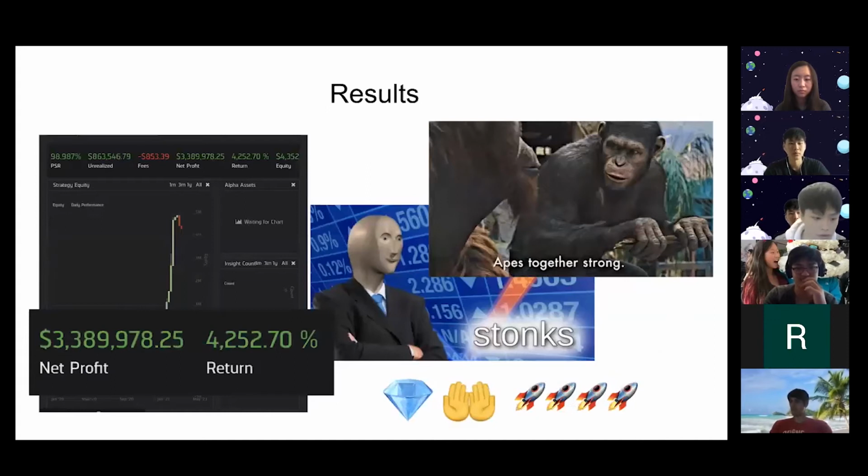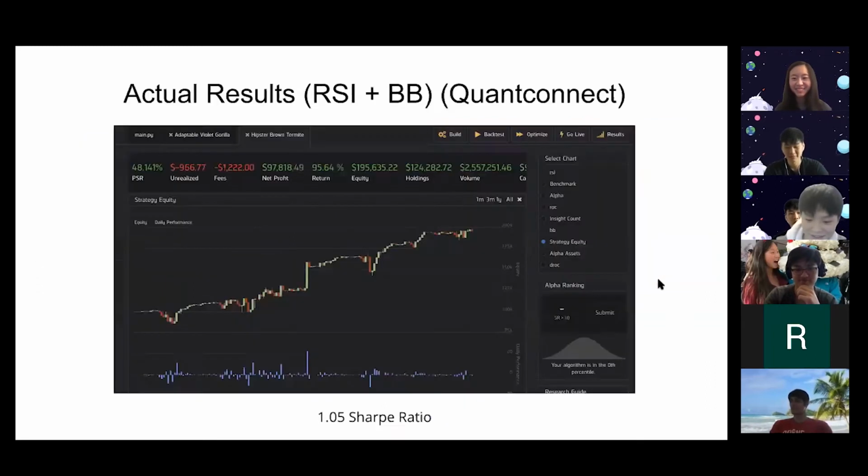And for our results, as you can see, we made a 4,000% return. This was incredibly good, such that Citadel is actually acquiring us. And so we will be leaving the club and we will be working at Citadel starting in August. I'm just kidding. Okay, so that's actually just GME.